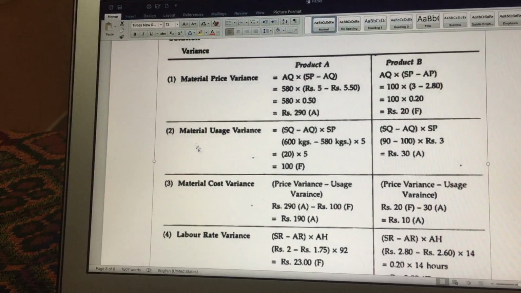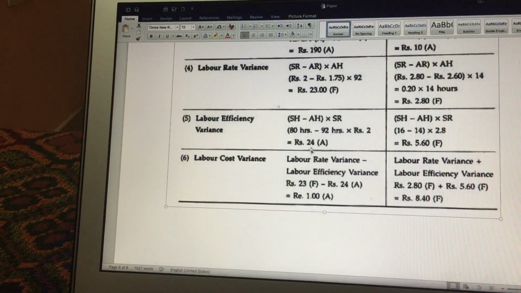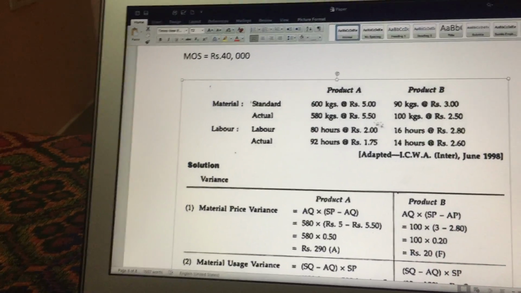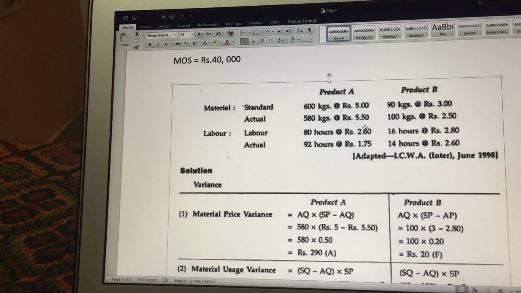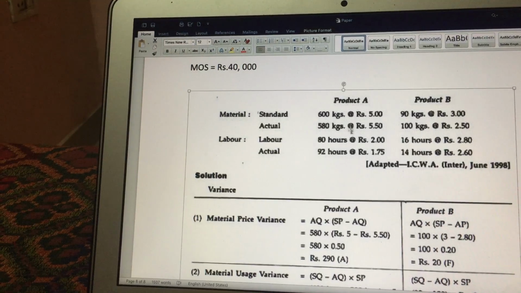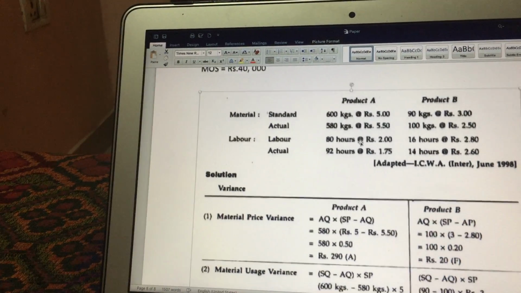So the material variance formula is this, and the labor variance formula is this, and this is the numerical. Now you all solve this numerical and calculate for both product A and B. I guess I have given you this numerical in your Google class, and I have also given you the formulas. So using those formulas you can calculate.